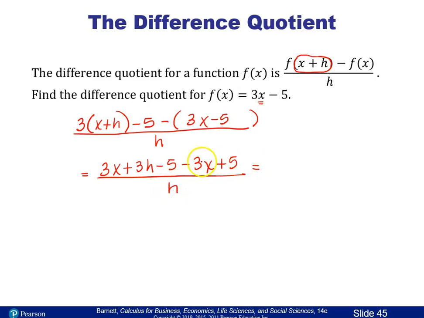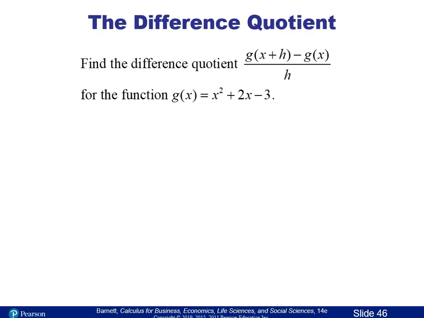Okay, and like I said, all of the terms here are going to have a partner that they cancel with. So 3x and 3x, 5 and 5. So I'm left with 3h over h, or 3. So you may have noticed in both of these that we ended up with our answer being the number in front of the x. That is only because these are linear functions, and that pattern will not continue for most other functions.